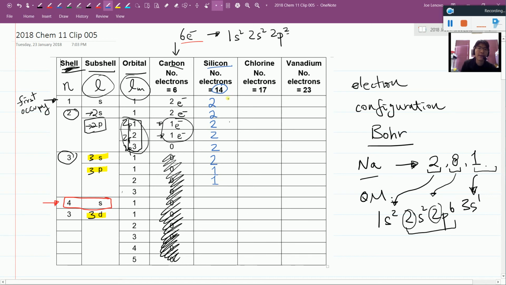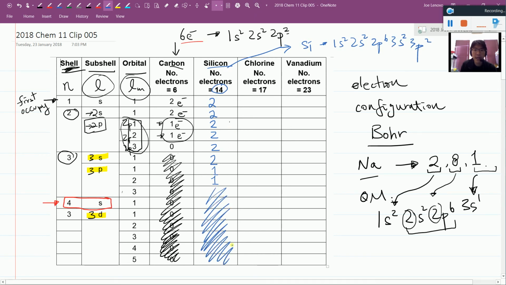Now, if you have to write down the electron configuration for silicon, that would be 1s2, 2s2, 2p6, 3s2, and 3p2. Just according to those, and the rest of them can be ignored.